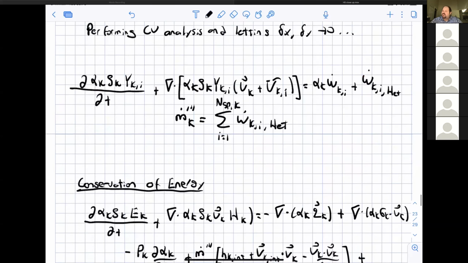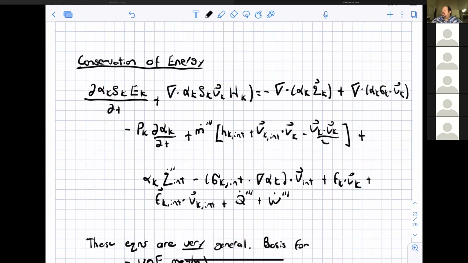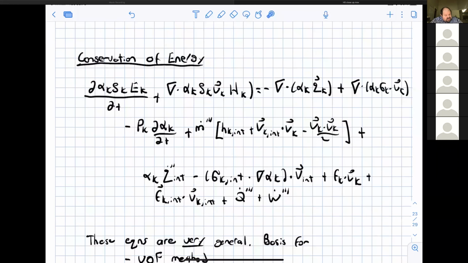Okay, and then I'm just going to write what the conservation of energy is. You can see that it takes, granted my handwriting is kind of large, 4 lines to write, where this is the total energy. So you could say E equals e plus 1/2 V dot V. And so we have total energy. Again, these are all weighted by the volume fraction.